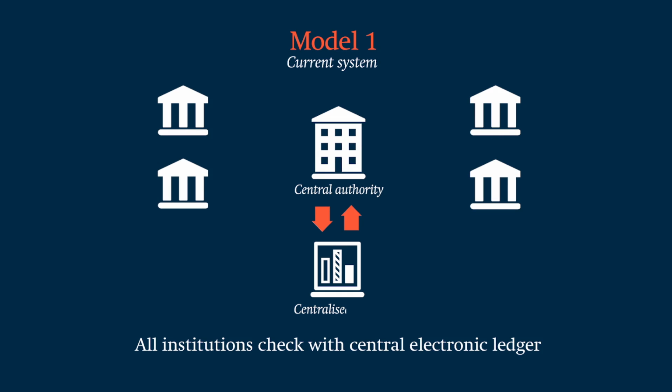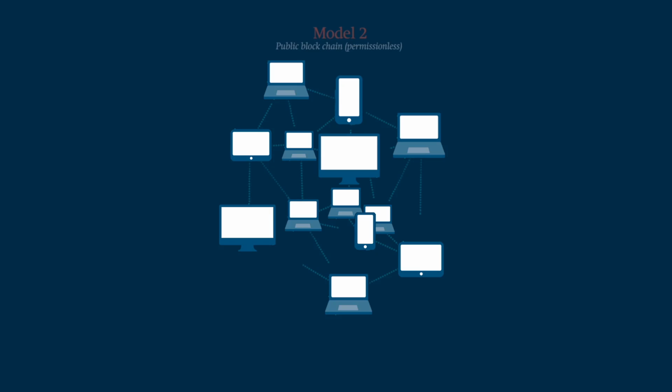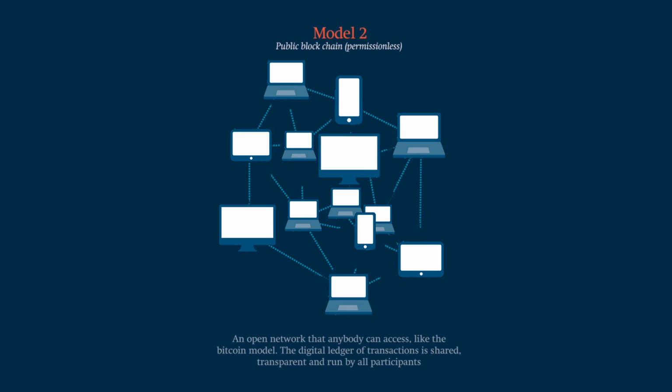Blockchain is often divided between permissionless and permissioned distributed ledgers. Model 1 shows the current systems where transactions are reconciled with a central electronic ledger. Model 2 shows a public blockchain or a permissionless distributed ledger. A public blockchain is an open network that anybody can access. It is open to all, and transactions can take place between parties that neither know nor trust each other. Transactions are verified cryptographically by users on the network.